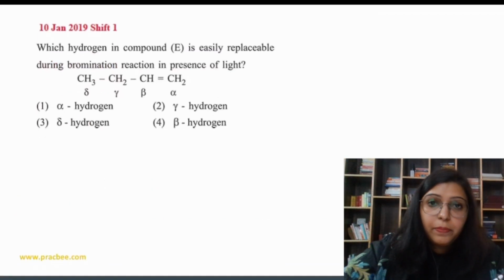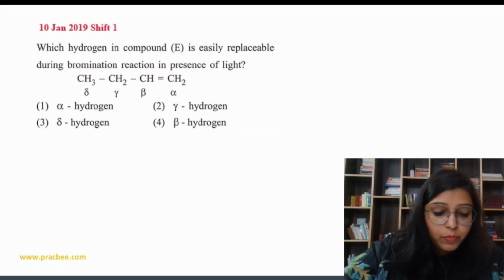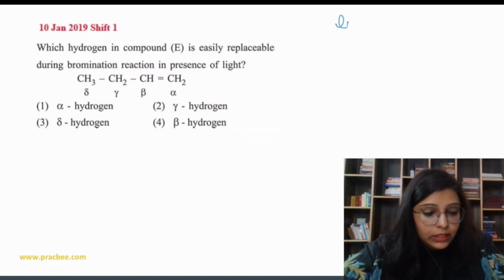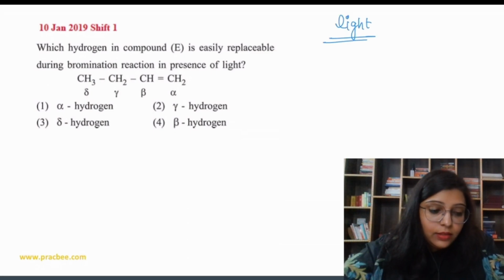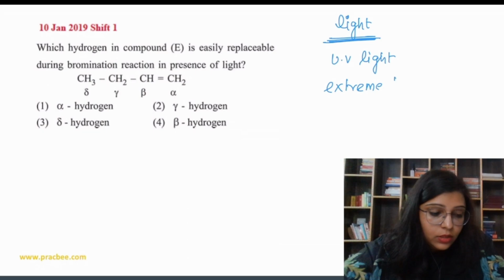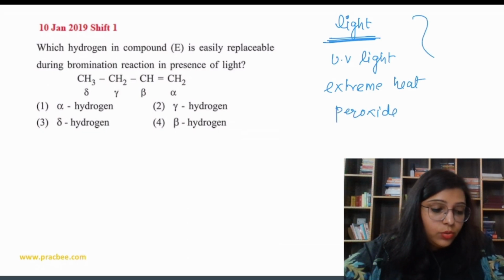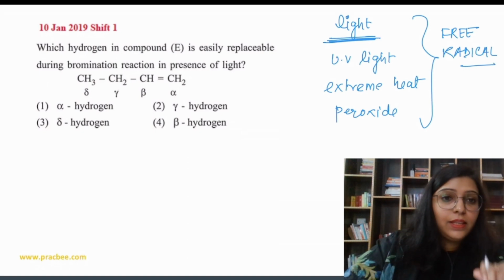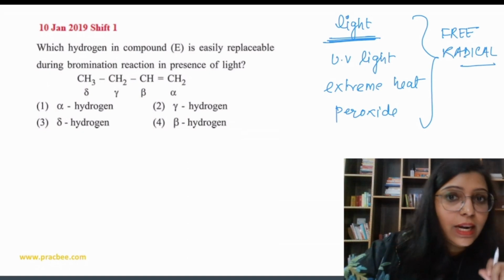Which hydrogen in the compound E is easily replaceable during bromination reaction in presence of light? So basically, whenever you see light, UV light, or extreme heat, or peroxide, it means you have to form a free radical. So this is not part of the ionic reaction. You can easily understand by the stability of the intermediate. So a free radical is formed.